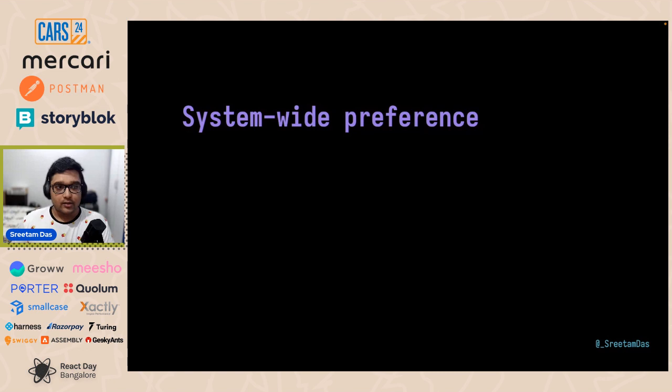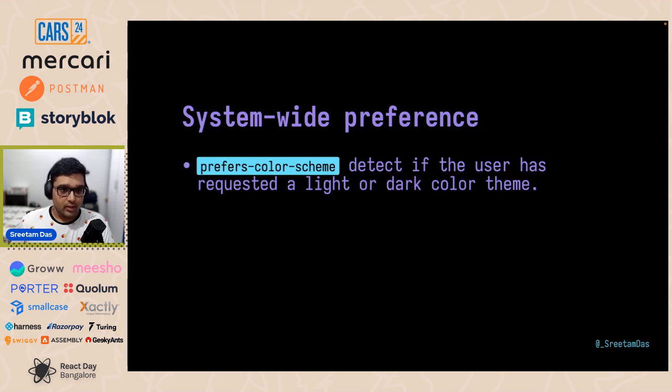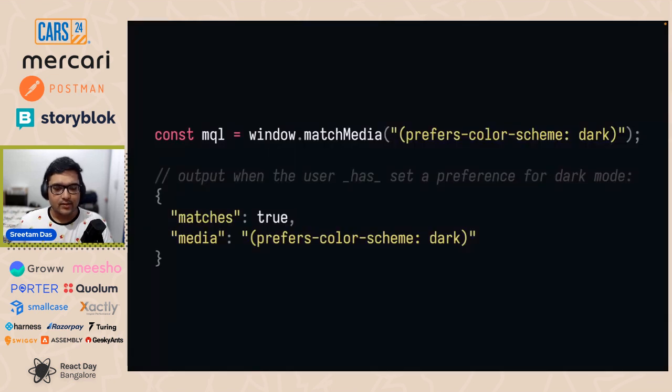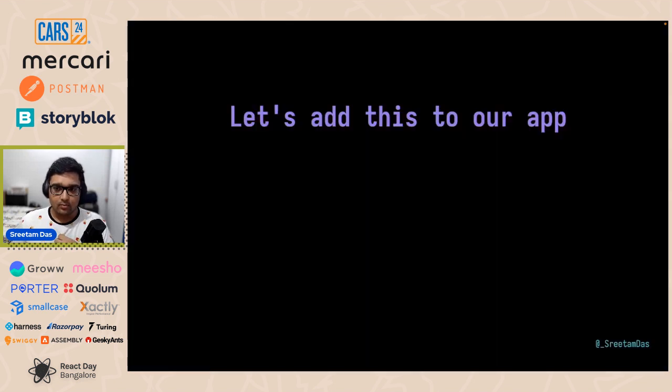Great. Now, the next step is how one would find out what the system-wide preference is. Here, we can use the prefers-color-scheme media feature, which detects if the user has requested a light or dark color theme. And we can use the matchMedia method in order to run our media query. And that's what it kind of looks like. You just run the matchMedia method along with that query, and it gives us back if that query matches or not. Sweet. Great stuff.